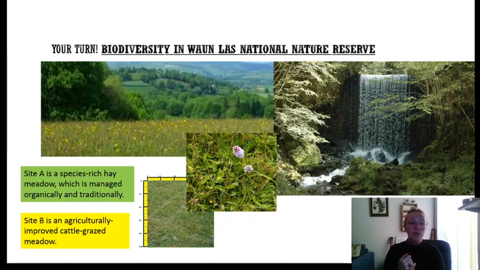Site A then is a species rich hay meadow managed organically and traditionally. So this has only been managed in that way for 15 years. So 15 years ago, both these sites looked exactly the same, and with that new management strategy, they have actually started to see a difference in the diversity of these two different sites. Site B then is agriculturally improved cattle grazed meadow. So it's got very, very high nutrients in that particular area, and that affects the biodiversity of that area.